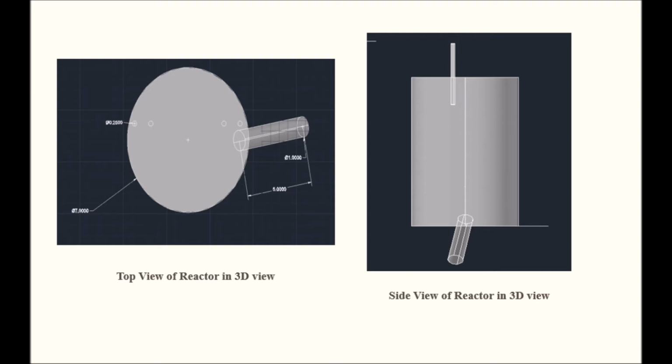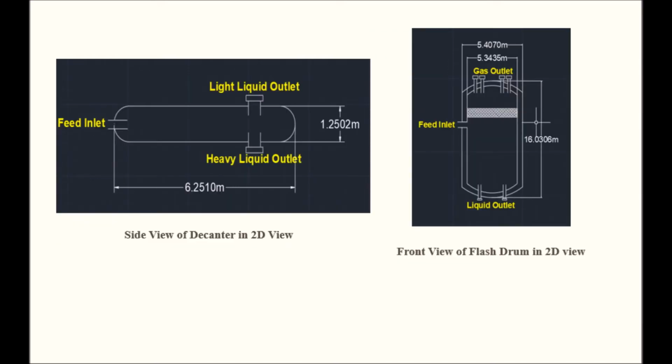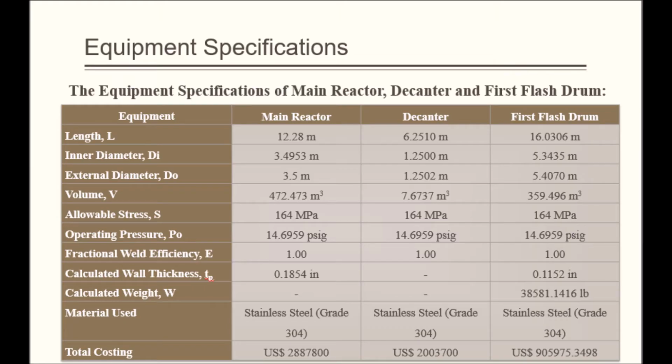This picture shows the top view of the reactor in 3D view, and this is the side view of the reactor in 3D view. For these two pictures, this is the side view of the decanter in 2D view, and this is the front view of the flash drum in 2D view. Equipment specification. This table shows the equipment specification of the main reactor, decanter, and first flash drum.